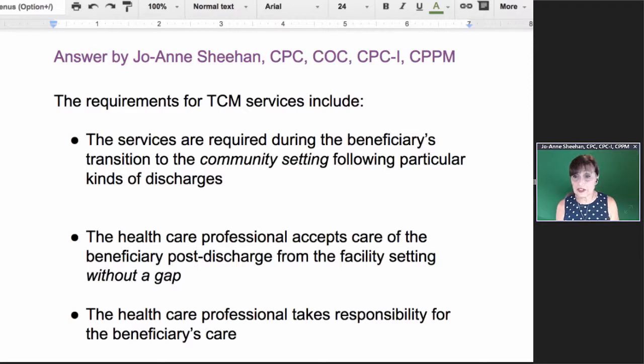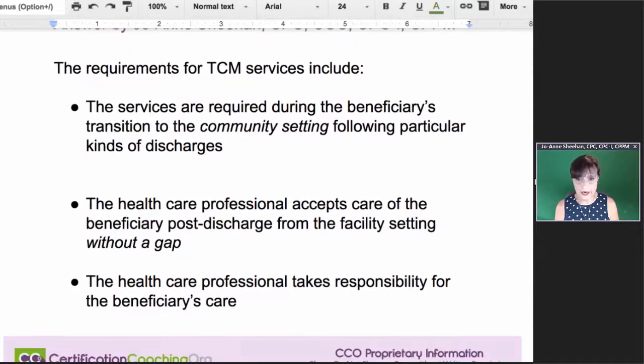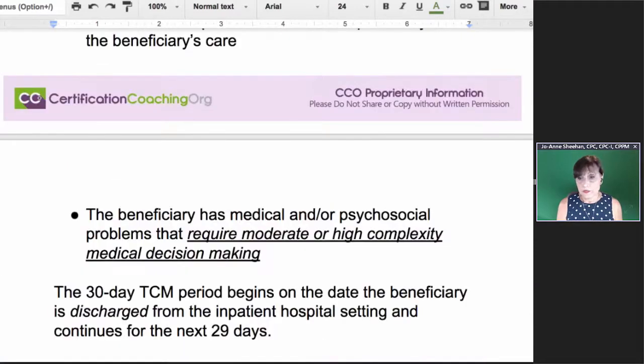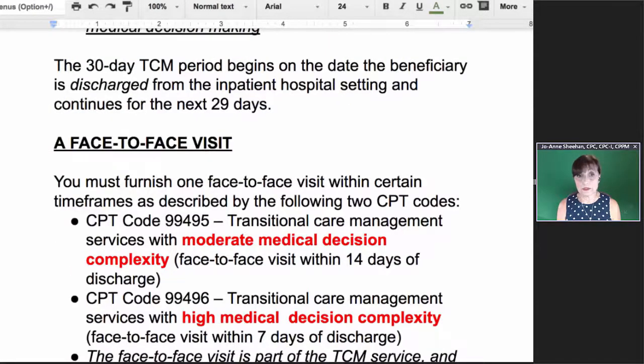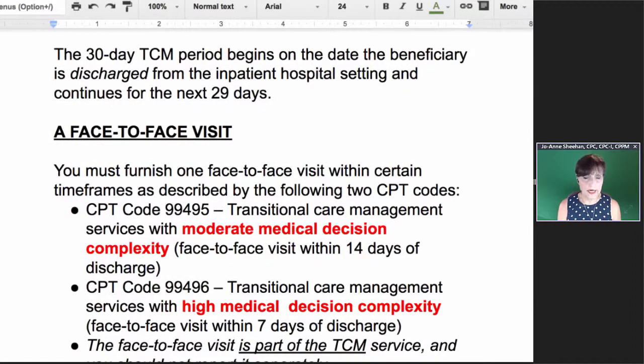The healthcare professional accepts the care of the beneficiary post-discharge from the facility setting without any gap. They go right into it. TCM starts the day of discharge. The healthcare professional takes responsibility for all the beneficiary's care. Okay. Now, the beneficiary has medical and or psychosocial problems that require either a moderate or a high complexity medical decision making. So in order to qualify for TCM coding, you have to have either moderate or high complexity.